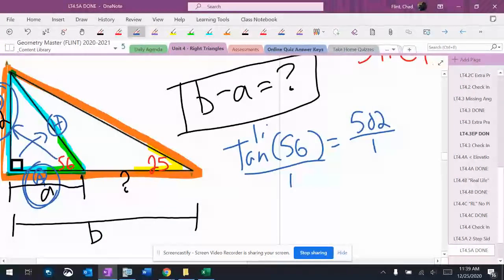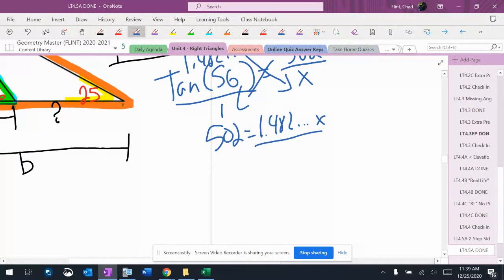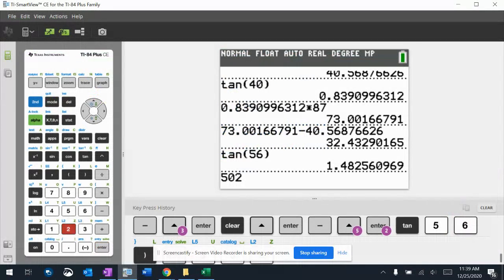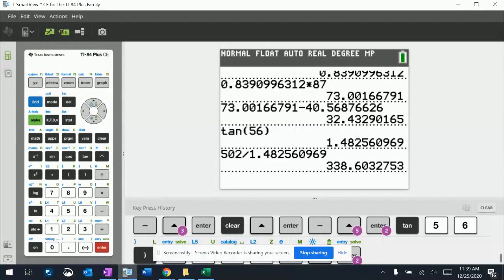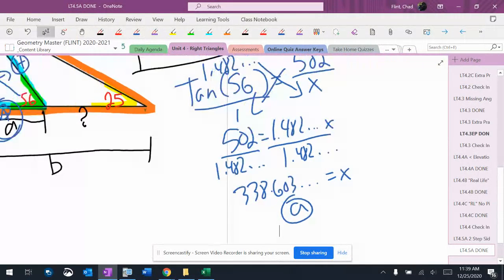Tangent of 56 is 1.482. Whoops, I should have an x under it. So I get 502 equals 1.482 times x. Divide both sides by 1.482, and 502 divided by that number is going to give me 338.603. X, that's A. So do the same thing with B.